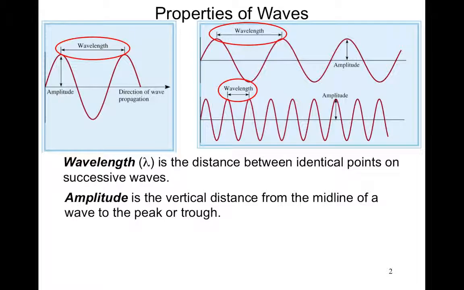That's a wavelength. Our amplitude is going to be the vertical distance from the midline of a wave to its peak or its trough. So our amplitude could be this, or it could be this. If you were talking about waves on the ocean, this would be how tall the wave would be, its amplitude.